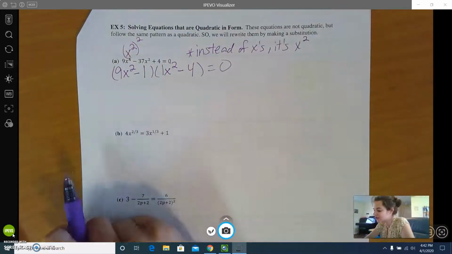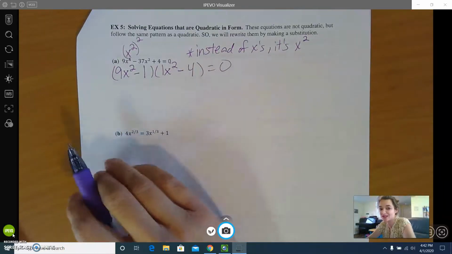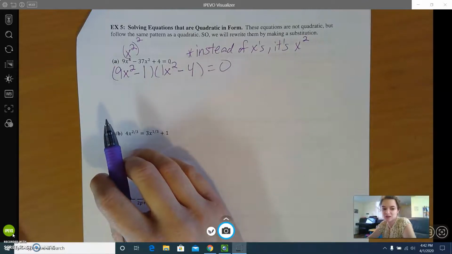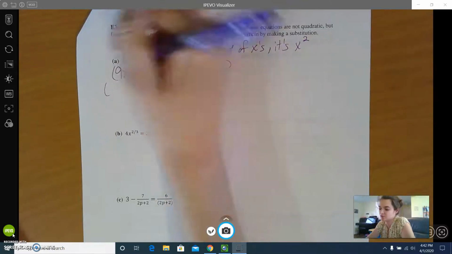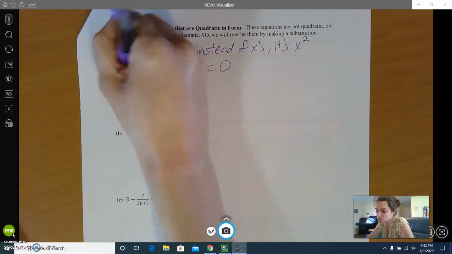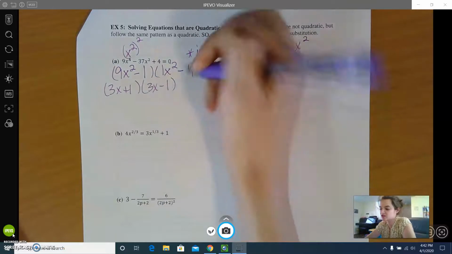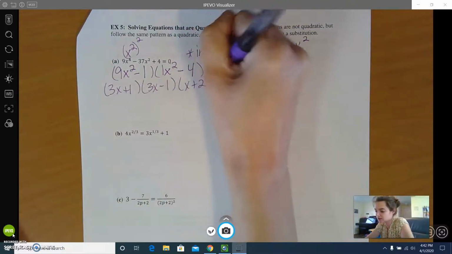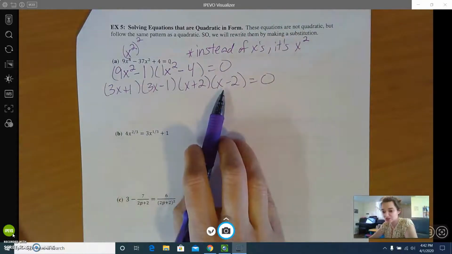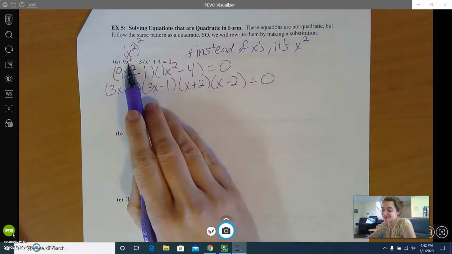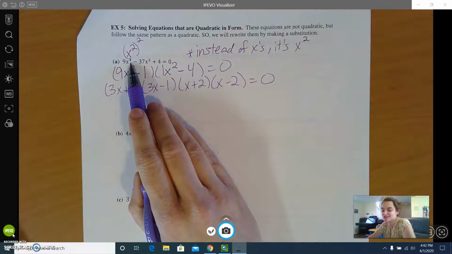From here, we can actually keep going because we have perfect squares minus perfect squares. We have a difference of 2 squares in each of our parentheses. So we can keep going. In the first one, 9x squared minus 1 factors as 3x plus 1 and 3x minus 1. In the second one, x squared minus 4 factors as x plus 2 and x minus 2. And you'll notice we're going to get 4 answers. And I could have told you that at the beginning because it's x to the 4th. My highest exponent is a 4, so I'm going to have 4 answers, and that's okay.